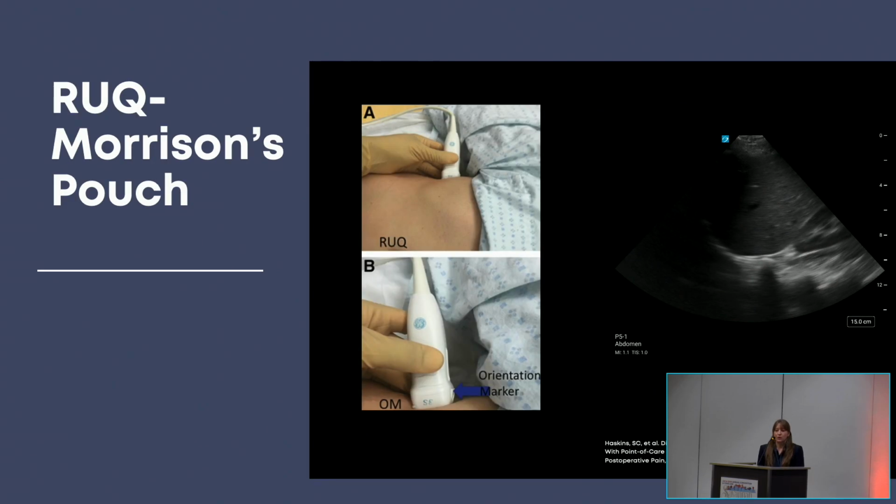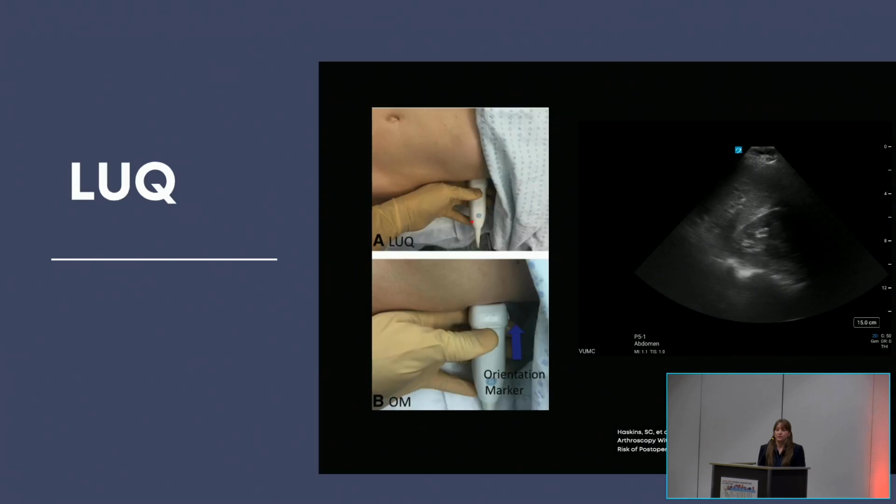This is a right upper quadrant window here. The indicator here is pointed cephalad. And then you have a nice view of the diaphragm and the subdiaphragmatic space, and then a view of the hepatorenal space, which is also known as Morrison's pouch. And you just want to scan through the whole length of the liver and the whole length of that space, which I don't really have shown here, to ensure that there's no free fluid.